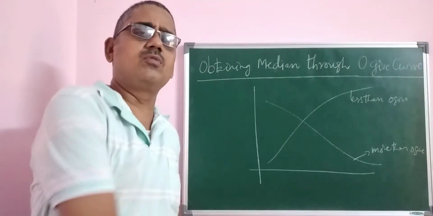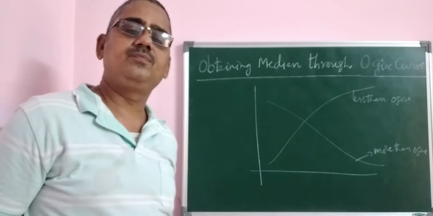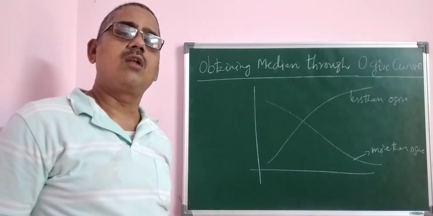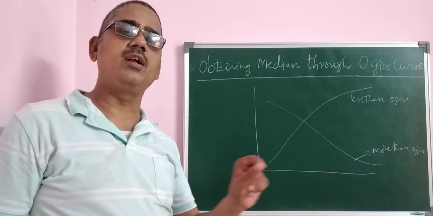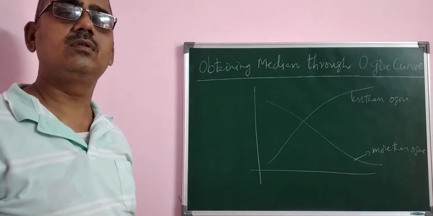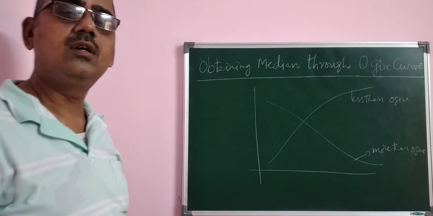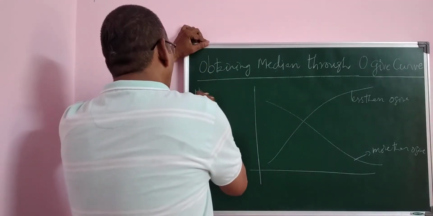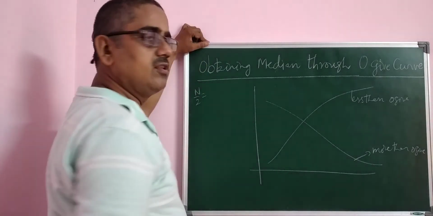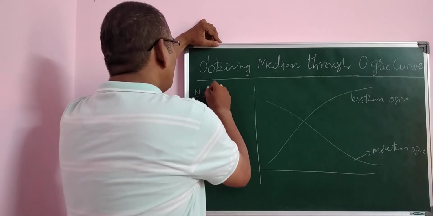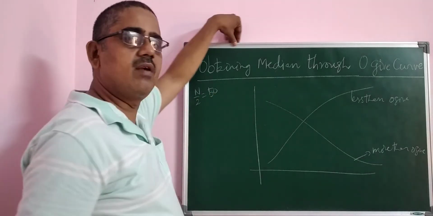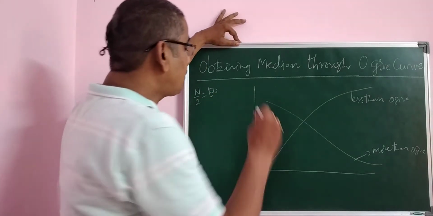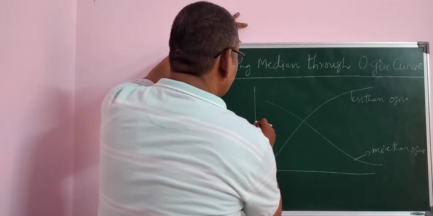Now come to the part of the median. On the y-axis, first of all, make a point n by 2. Calculate n by 2. For example, n is equal to 100, so n by 2 is equal to 50, that is 100 divided by 2. So you make the point n by 2; for example, it exists here.